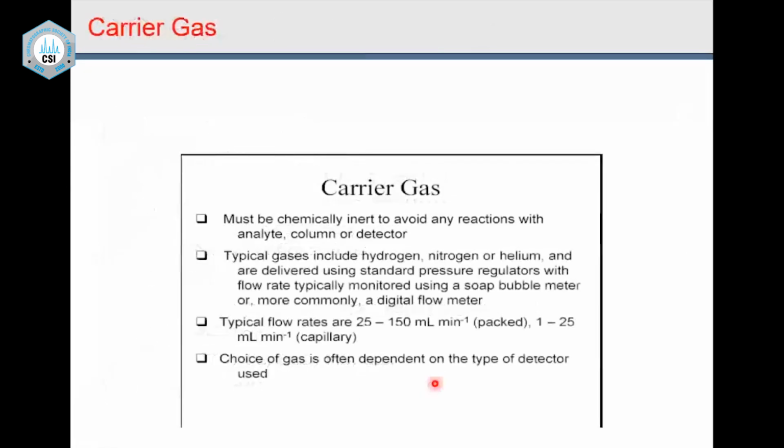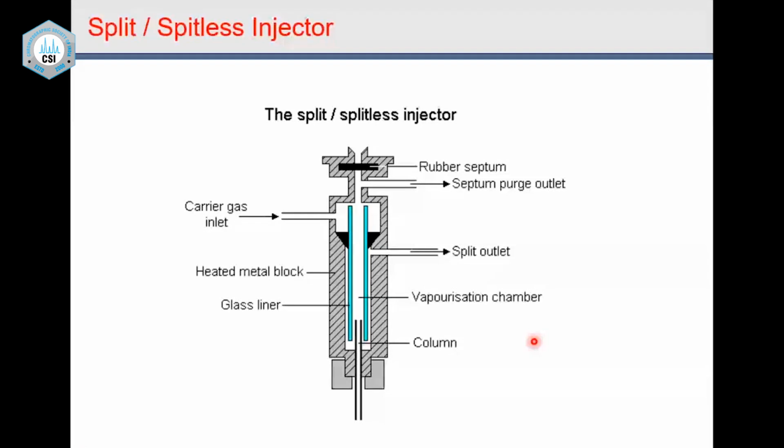Okay, so carrier gas: hydrogen, nitrogen, helium, argon are the common carrier gases. The flow rates are 25 to 150 ml for packed columns and 1 to 25 ml for capillary columns. Generally it is much less than the higher side. 25 to 80 or 1 to 10 ml per minute are nominal flow rates used in packed and capillary columns respectively. We go to the injection port from the carrier gas. The preferred injection port is generally the splitless injector. So here it is a splitless injector.